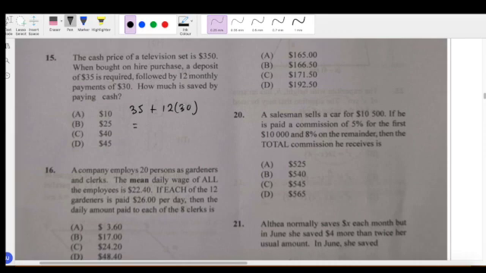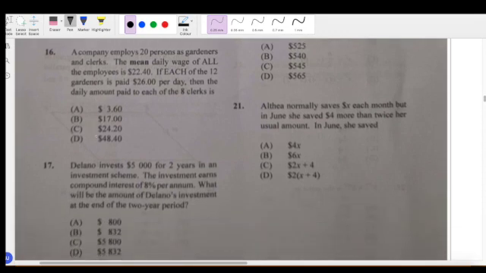Well, 12 3s are 36, so that's $360 here, plus the 35, so that's $395. And so you can see there's a $45 difference there. So how much is saved by paying cash? $45 you'll save if you buy the TV one time.